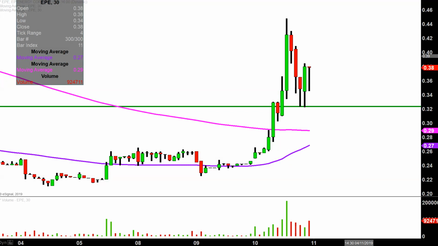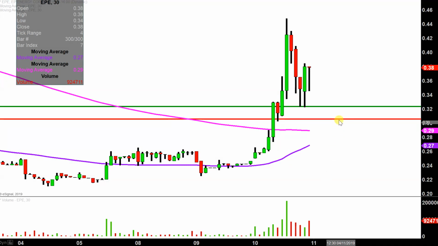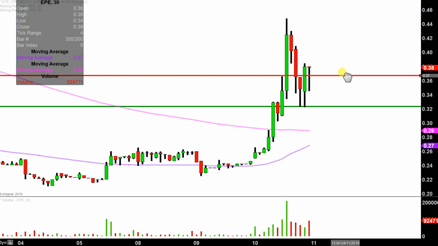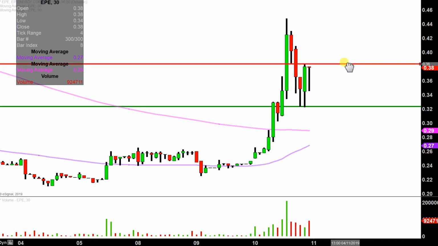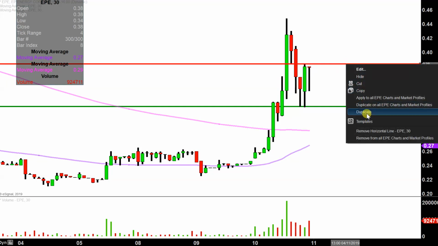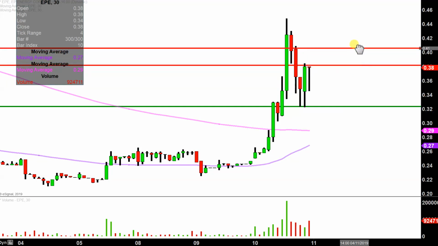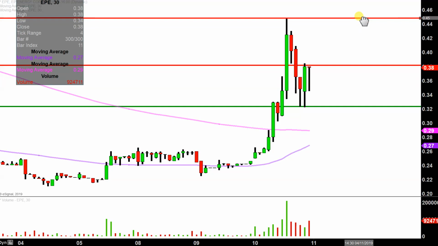What about levels of resistance? As far as where the sellers are hanging out at, in the very near term, right there at 38 cents is going to be public enemy number one. But from more of the overarching perspective, nothing fancy or complicated other than the fact that the party finally stopped today up there at 45 cents. So keep an eye on that.